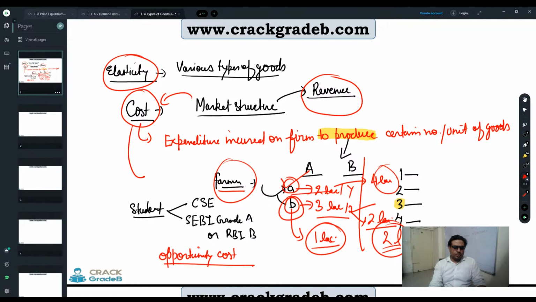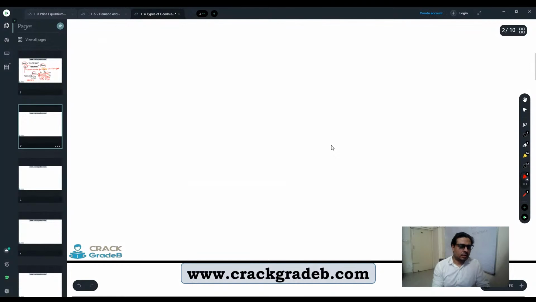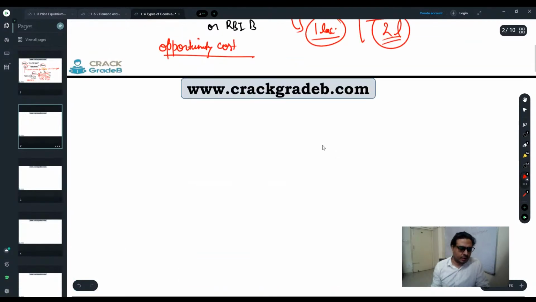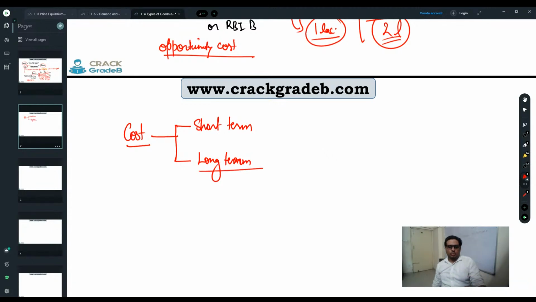Fine. So I hope opportunity cost is clear. Let's move forward and formally discuss cost. As I explained, I have defined cost as the expenditure incurred for the production of certain units. That is cost. And in economics, whenever we have to calculate cost, we can calculate it in the short term and the long term. Short term cost means up to 1 year or maximum 1 to 2 years. Long term means 10 years, 15 years, or even 20 years.